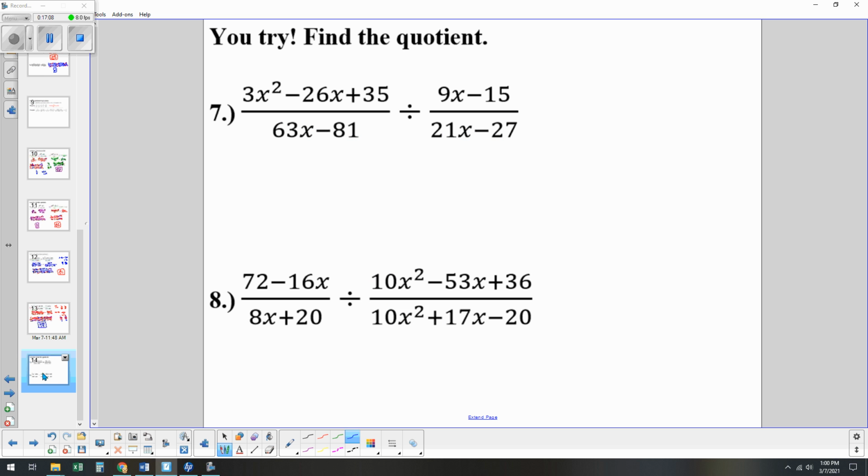You can go ahead and try the last two. Number 8 is especially difficult because of the reverse order here. So if it makes you feel better to write negative 16x plus 72 as your top part there, that might help you out. So go ahead and give them a try. You can pause it and I'll show the answers.